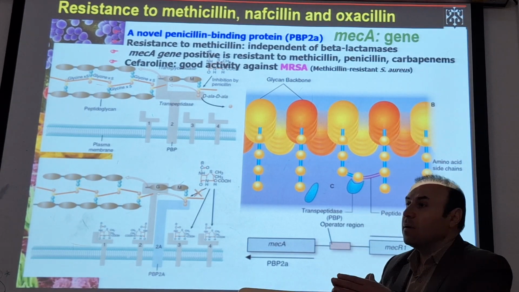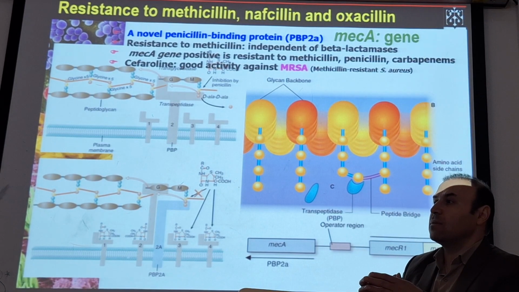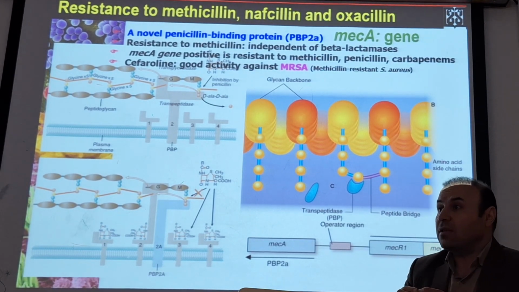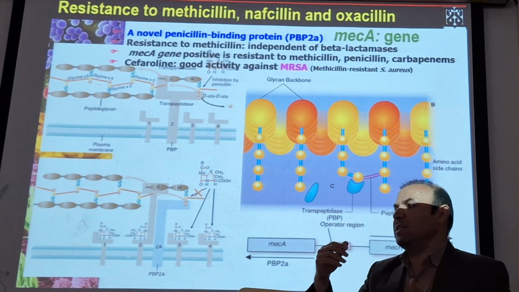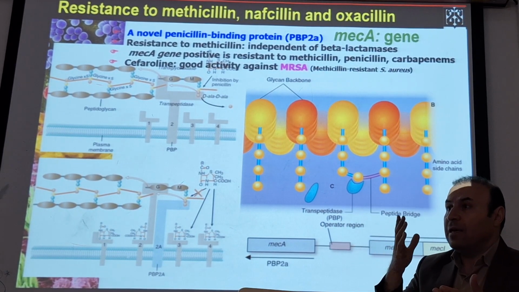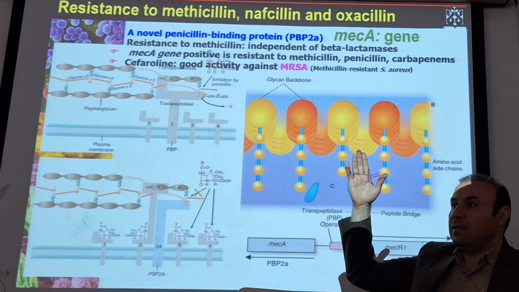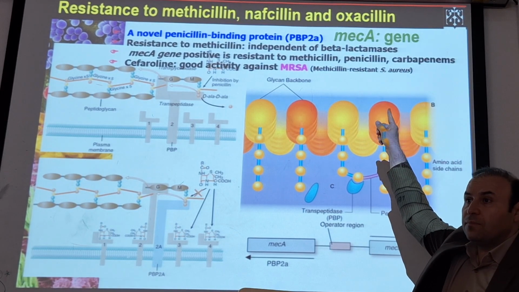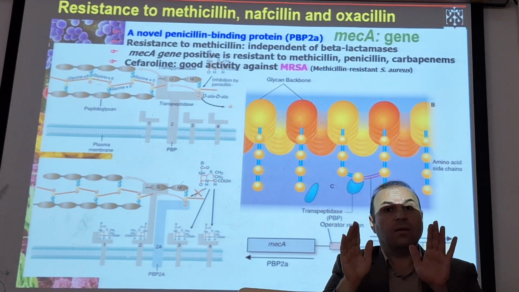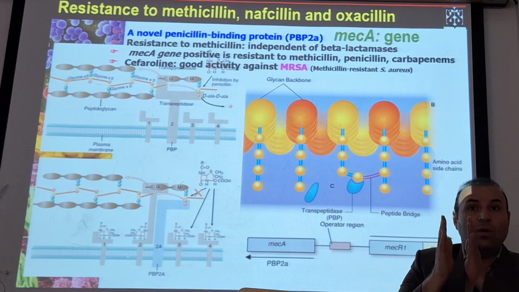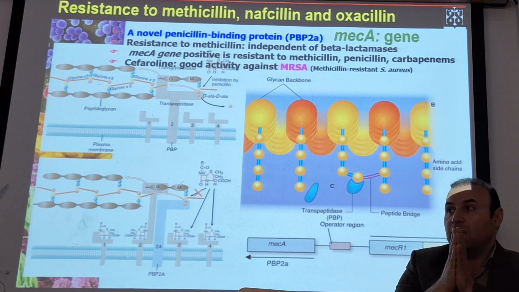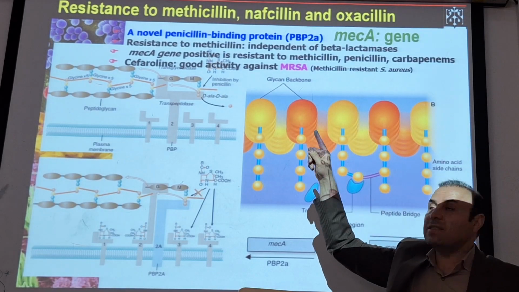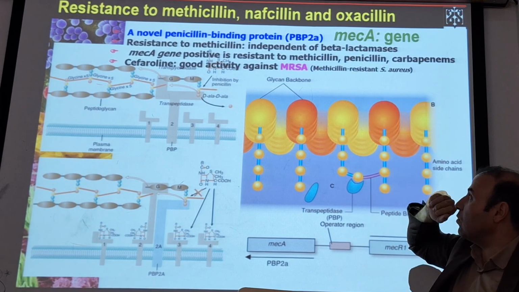Resistance to semi-synthetic penicillin, such as methicillin, nafcillin, and oxacillin, is not mediated by penicillinase and beta-lactamase. Resistance to methicillin correlates with the mecA gene, not mediated by penicillinase or beta-lactamase. mecA is responsible for resistance to methicillin, nafcillin, and oxacillin.